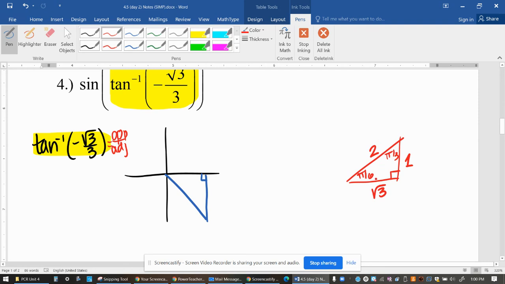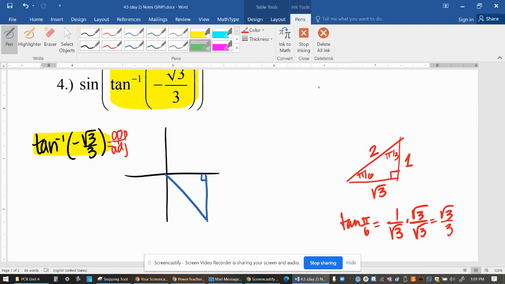So try using pi over 6 as your reference angle. So pi over 6 is, for tangent, opposite over adjacent would be 1 over √3. Right? For the tangent of pi over 6, I'd get 1 over √3, rationalize it. And hey, that's what we want. We just want it to be negative, right? So that's why we chose quadrant 4. Okay, so our reference angle is going to be pi over 6.